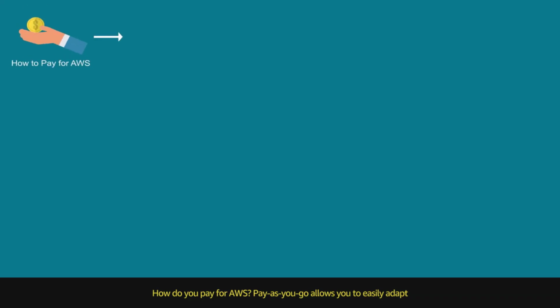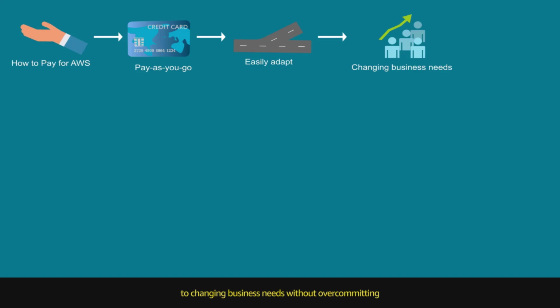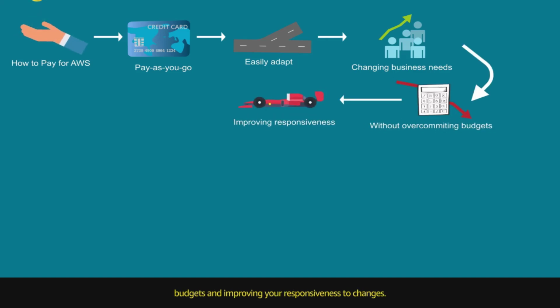How do you pay for AWS? Pay-as-you-go allows you to easily adapt to changing business needs, without overcommitting budgets and improving your responsiveness to changes.